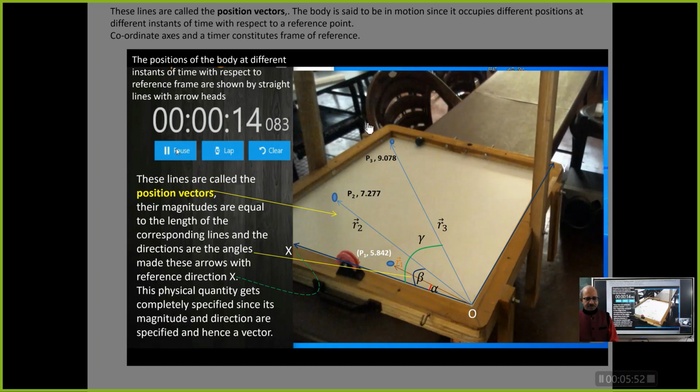So here you see, the body is said to be in motion since it occupies different positions at different instants of time with respect to a reference point.